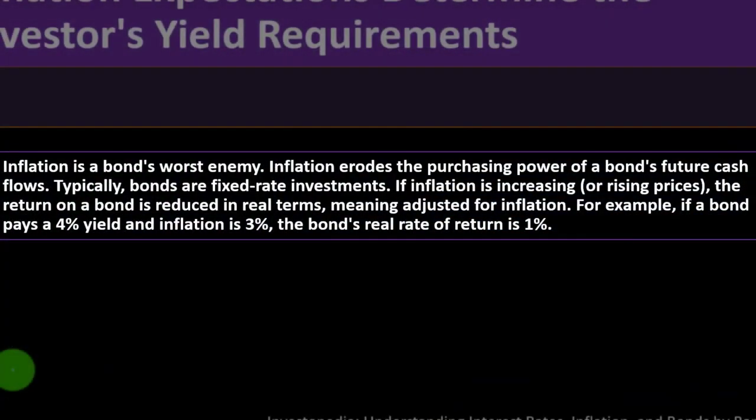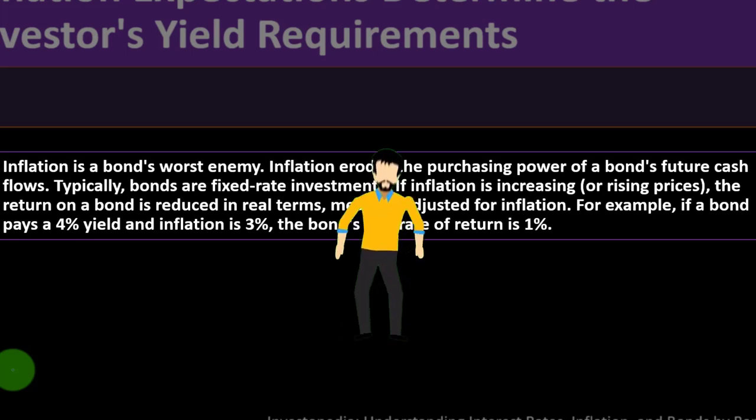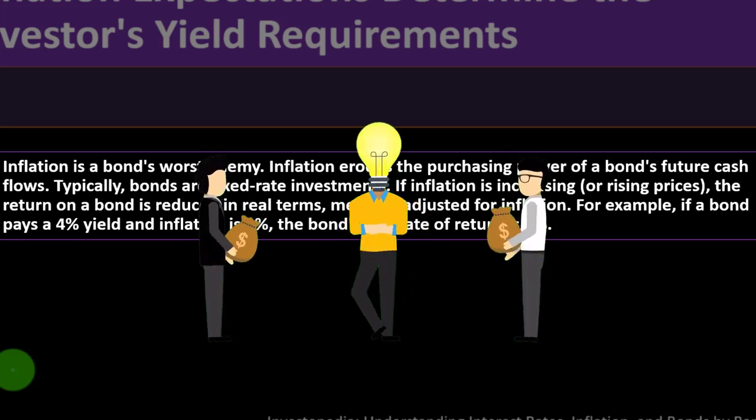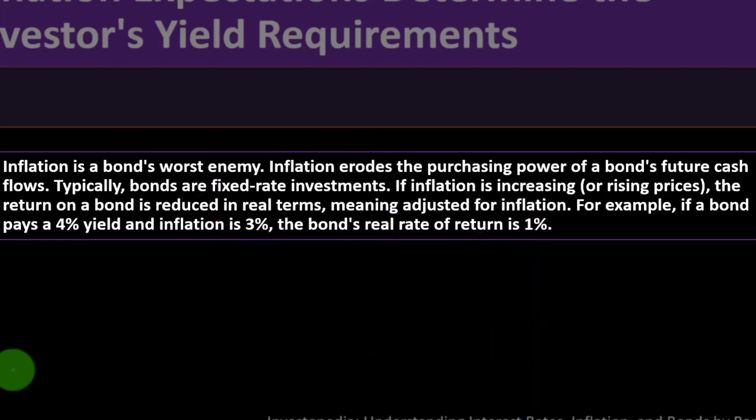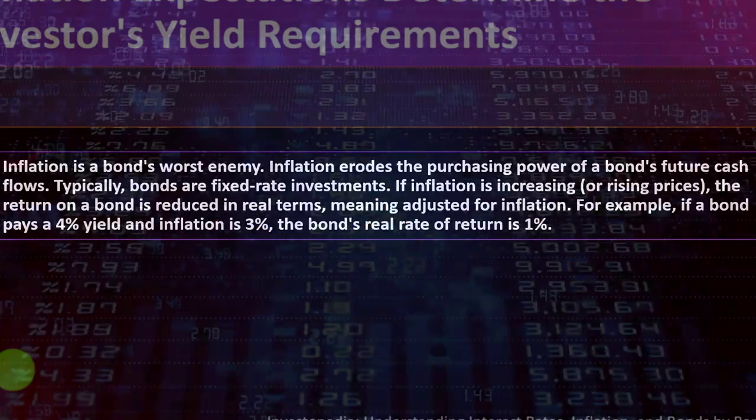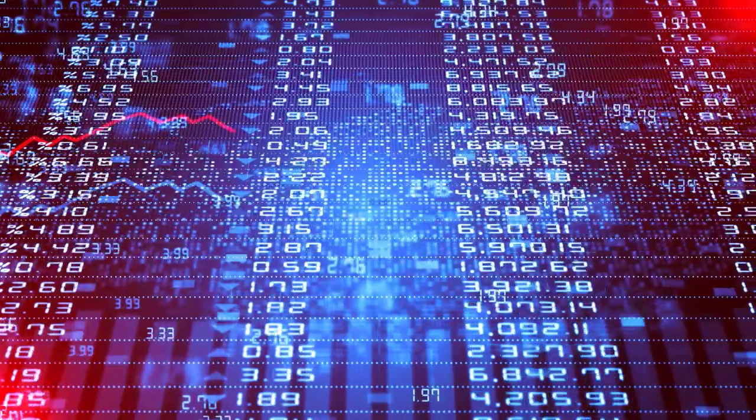So inflation erodes the purchasing power of a bond's future cash flows. Typically, bonds are fixed rate investments. So that means you're going to have a fixed return that's already determined, which can be great. But again, if that fixed rate starts to look lower than the current market rate due to something like inflation, then it doesn't play out to your advantage. If the market rates go down, for example, then it could be good.